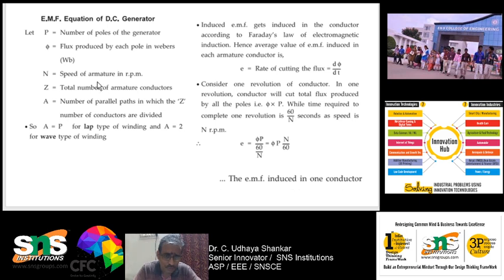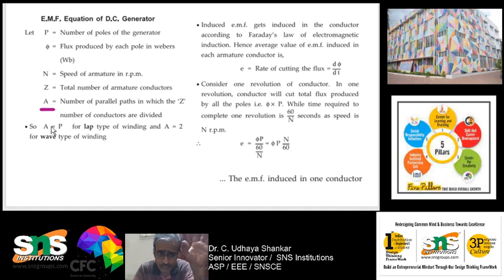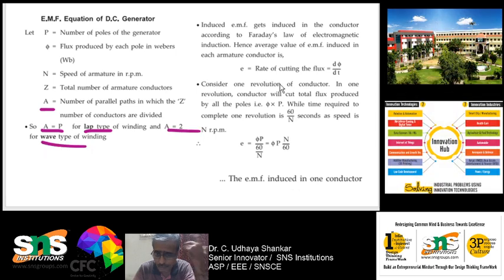Let us assume that P is the number of poles, phi is the flux, N is the speed in RPM, Z is the number of armature conductors, and A is the number of parallel paths. A will be equal to P in case of lap winding, because the number of parallel paths equals the number of poles, whereas A will be equal to 2 in case of wave winding. Please remember it.